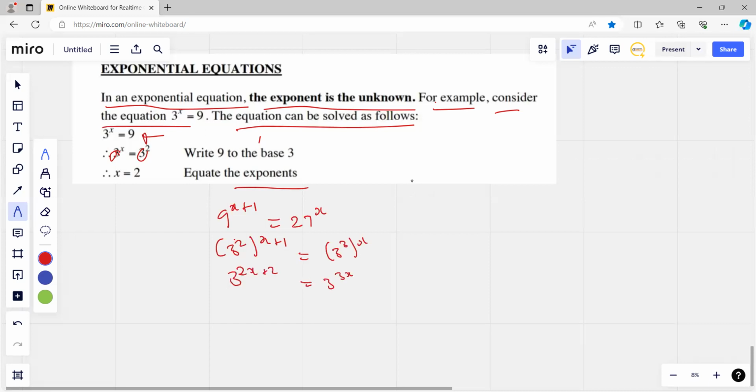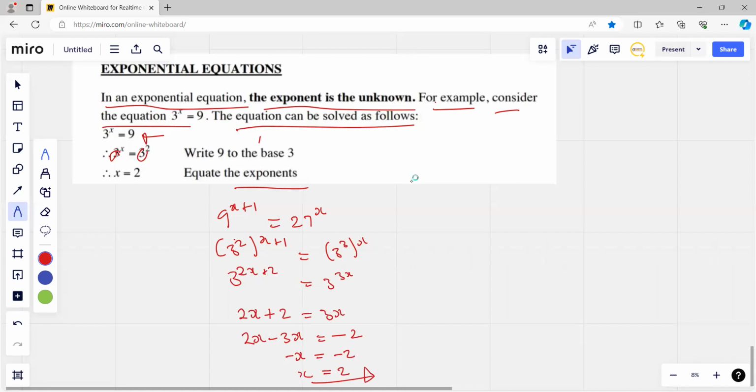Then here we do what? We drop the bases and equate the exponents. Then we have 2x plus 2 is equal to 3x. Then we take the 3x to the other side, we'll be having 2x minus 3x. Then we take the 2 to the other side, we have negative 2. Then 2x minus 3x is equal to negative x, which is equal to negative 2. Then our x is equal to 2. This is our answer.